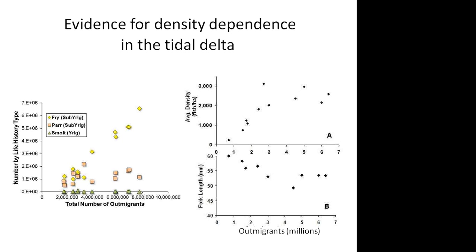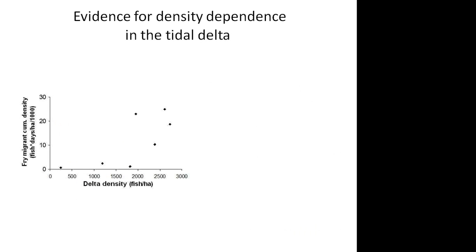So basically we have some pretty strong evidence for density dependence. We look at a number of factors. First is the average density measured in the tidal delta as a function of the outmigrants. And here's the size of the fish as a function of outmigrants. And basically they increase to a point and they both flatten off, and they both flatten off at pretty much the same level of outmigration.